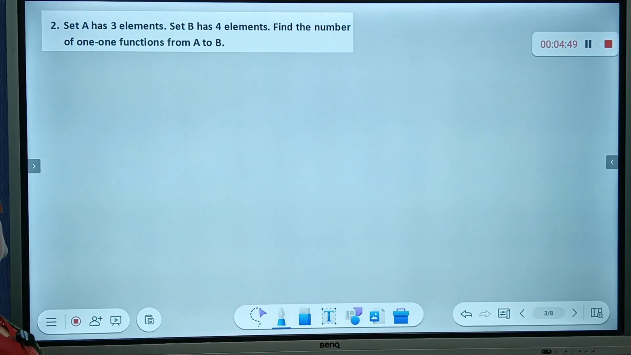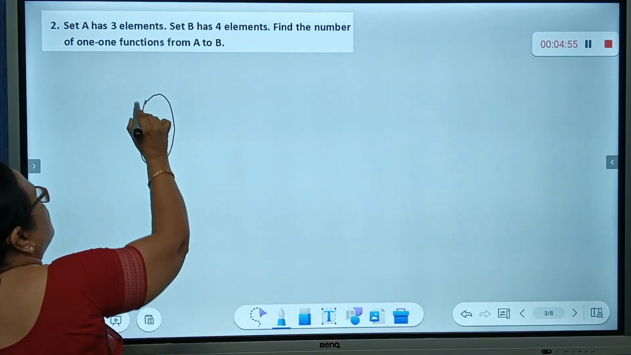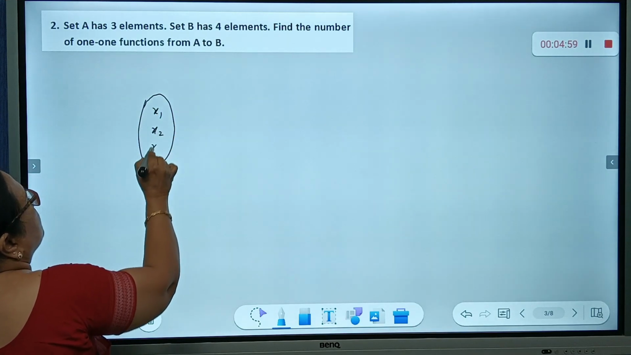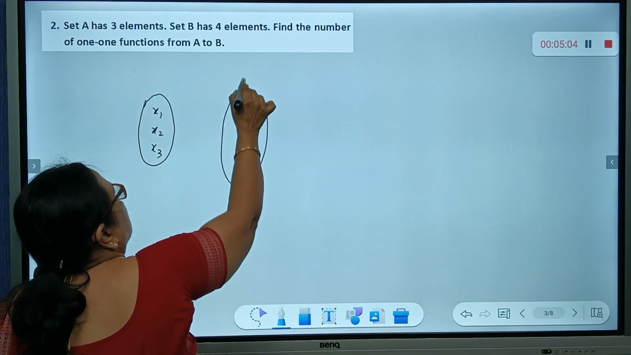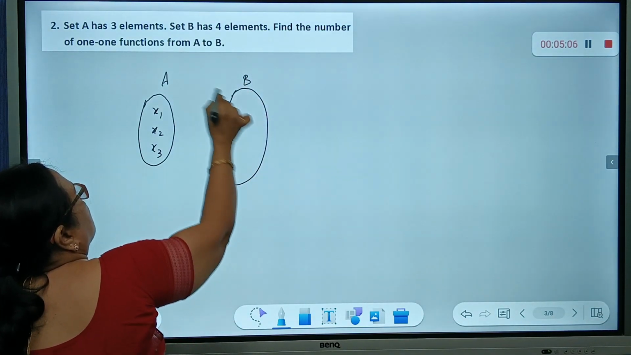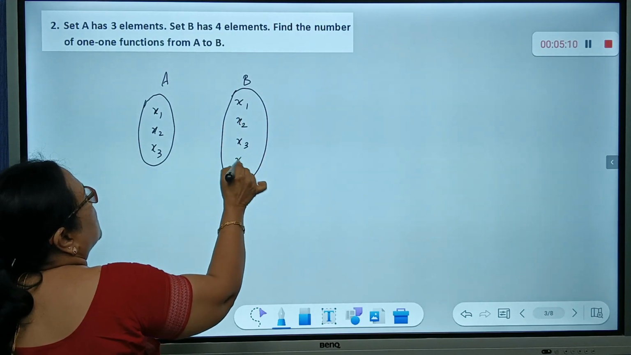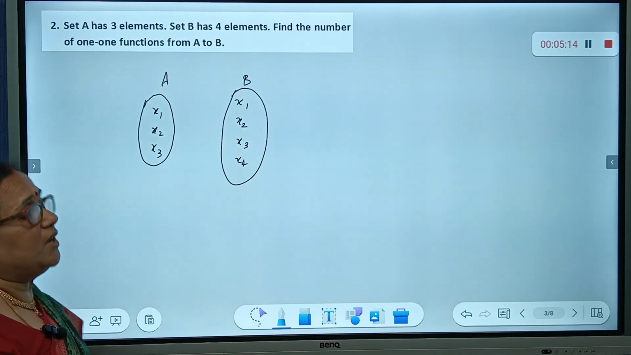Now, this is a very simple sum. Set A has 3 elements. A pictorial representation sometimes helps us to understand better. Set B has 4 elements: x1, x2, x3, x4. You have to find the number of one-to-one functions from A to B.